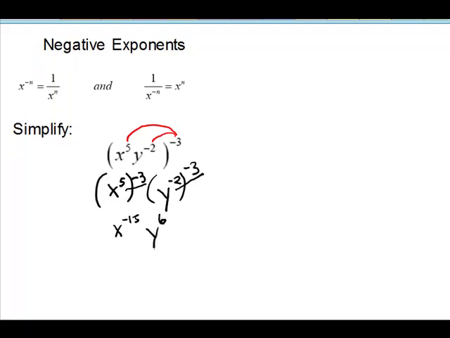And now I'll deal with any negative exponents. So only the x is no good. So right now they're both on the numerator. So the x is going to shift, go to the denominator. Its exponent becomes positive. And the y to the 6 stays on the numerator.